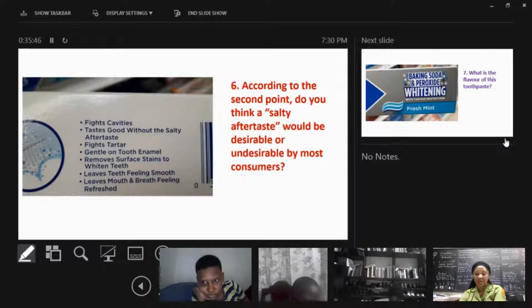Nia says, in answer to 5B, if your toothpaste is not gentle on tooth enamel, it will eventually cause great pain in your teeth. And she's saying that it is undesirable to have a salty aftertaste. Haley also says undesirable because many like toothpaste that tastes good. And Gabby says it's desirable.